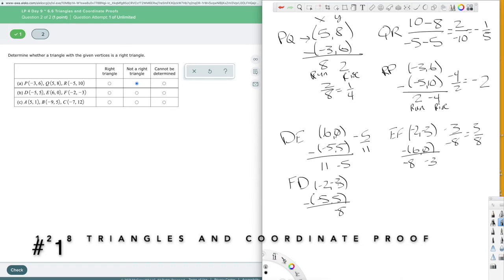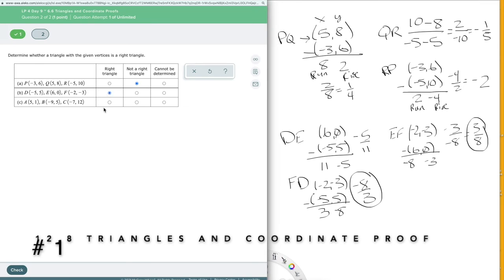And then this is -2 minus -5, so that's a plus. So this ends up 3 positive. So this ends up -8 over 3. This was positive 3/8. This is -8 thirds. Those are reciprocals. They're flipped over. One's positive, one's negative. That is a right triangle because these two are perpendicular to each other, which means that they are a right angle.